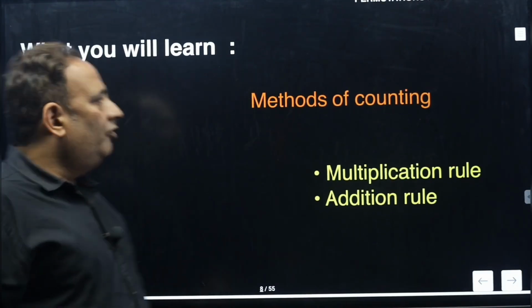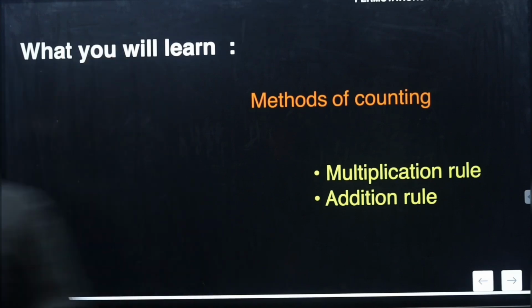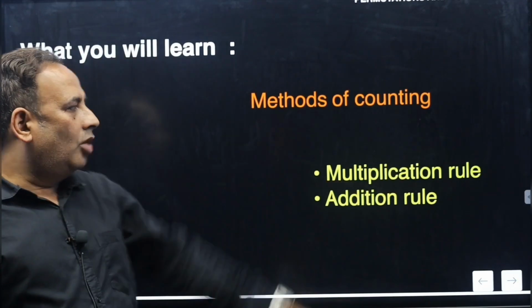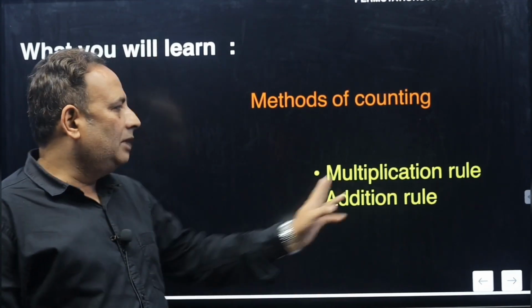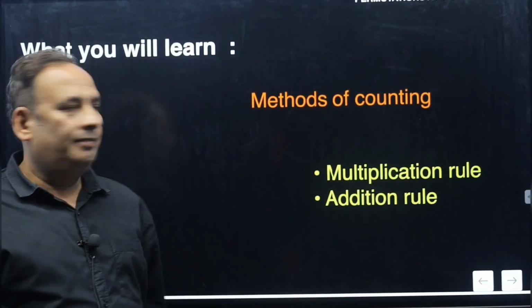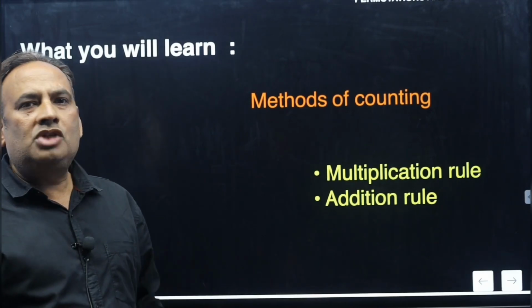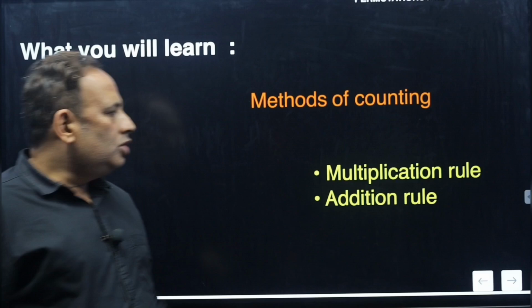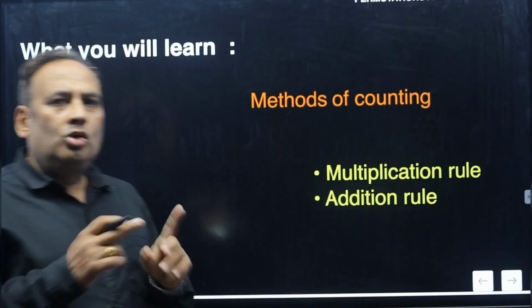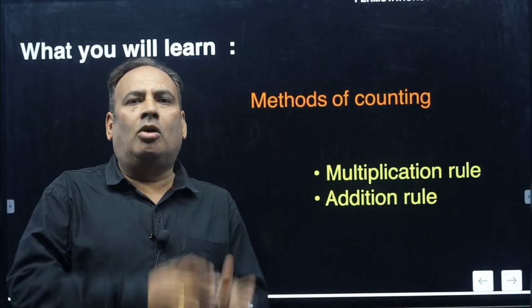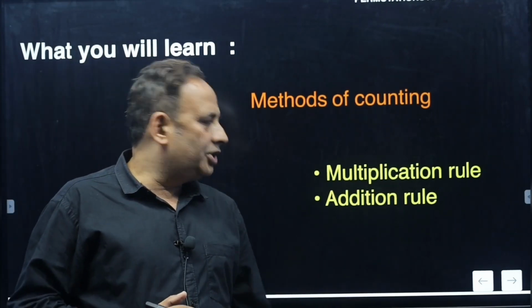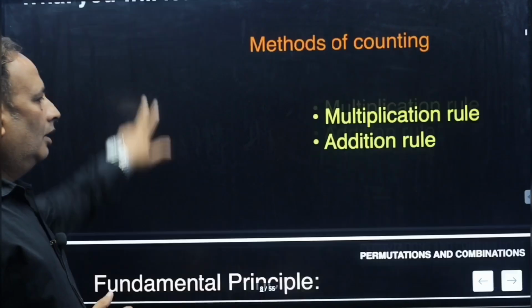Okay, so now let's start. In this chapter, what will we learn? Methods of counting, that is the multiplication rule and the addition rule. So two rules we have to go through. This is called the fundamental principle of counting. Also, we have to go for two more rules, that is the bijection principle and the complementary principle. Later on, we'll discuss those. Meanwhile, let's start with the multiplication rule and the addition rule.